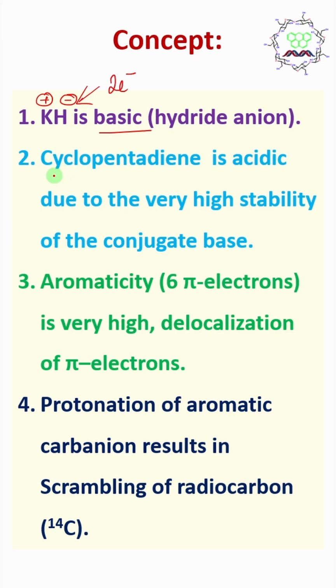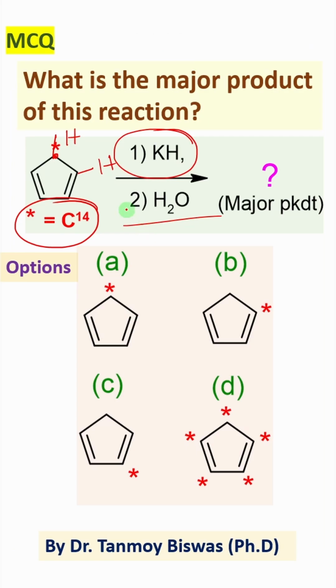Next, cyclopentadiene is acidic due to the very high stability of its conjugate base. Conjugate base means if you remove this proton, whatever remains, this anion, is called the conjugate base. By the way, remember one rule: the acidity of a substance depends on the stability of its conjugate base. The higher the stability of the conjugate base, the higher the acidity. Now you may say, sir, why not remove this proton? Because the anion formed after removal of that proton is not as stable as this one.